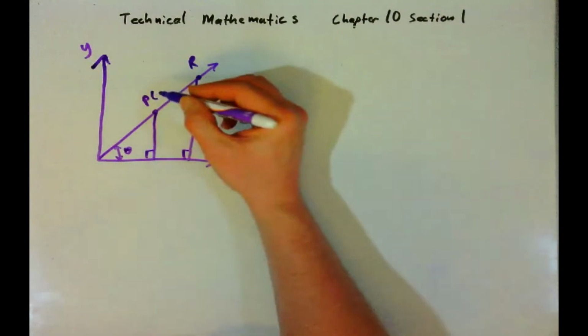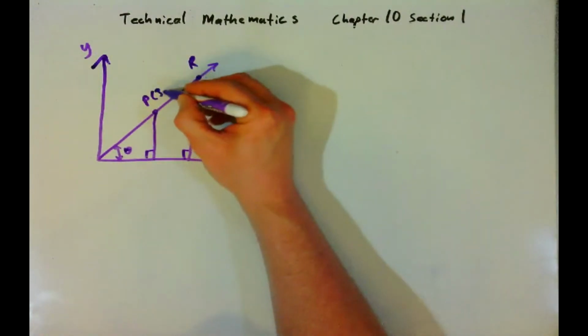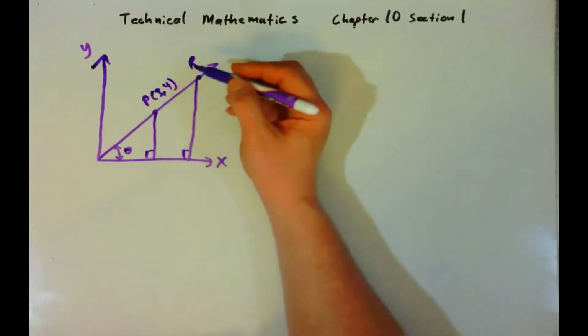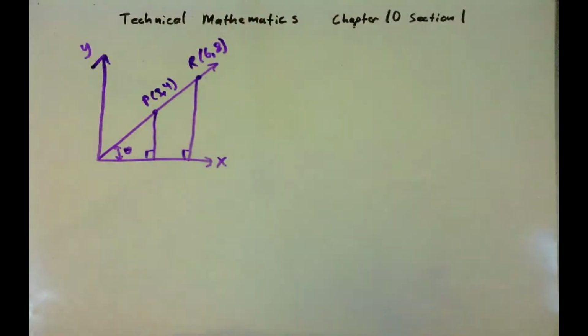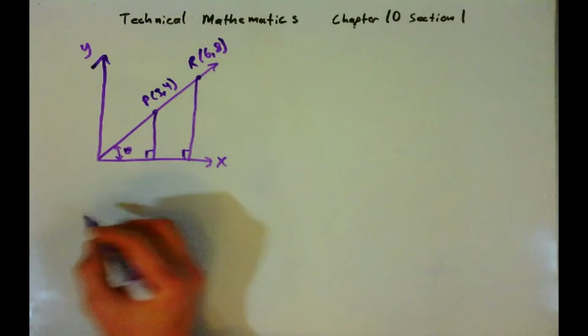Let's consider P as (3, 4). And let's consider R as (6, 8). And now let's find the values of the 6 trigonometric functions for each one of these triangles. Right? There's two triangles here, and they're similar. Let's find the trig functions for each of the two triangles.